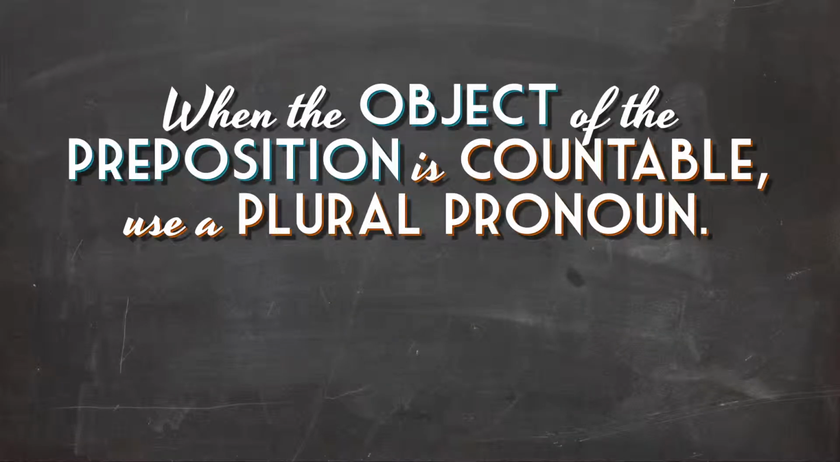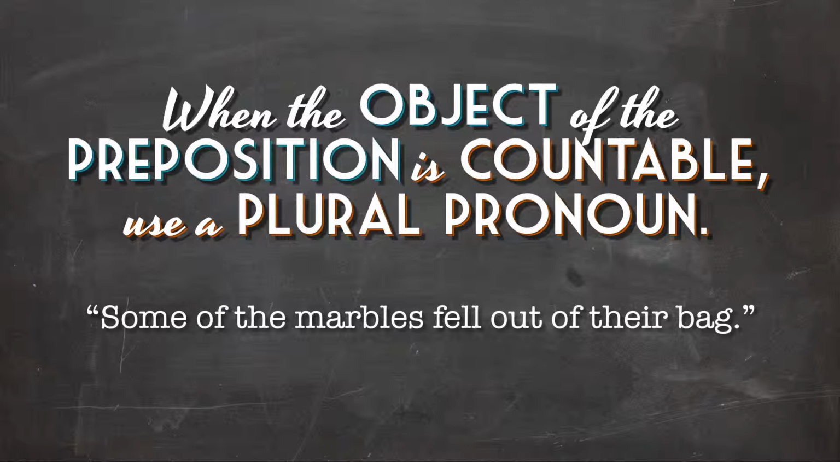When the object of the preposition is countable, use a plural pronoun. Some of the marbles fell out of their bag. We can easily count how many marbles fell out of the bag, so the corresponding pronoun, their, is plural.